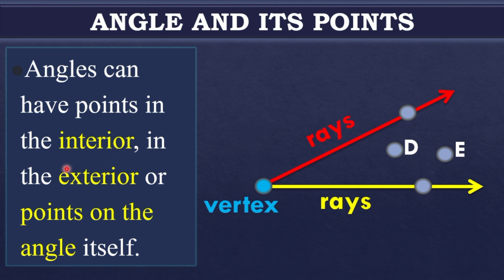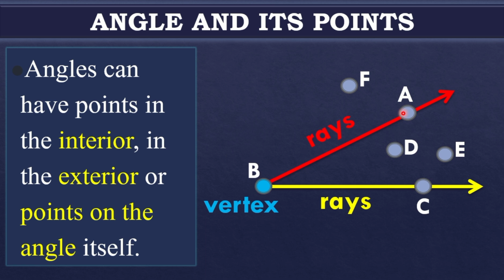Next, we also have the exterior points of the angle. Ano naman tong exterior? Ibig sabihin, nasa labas. So, halimbawa, ito. Si point F is an exterior point of the given figure. Okay, so point F, this is the exterior point. Points D and E are the interior points. Okay. And then we also have the points on the angle itself.